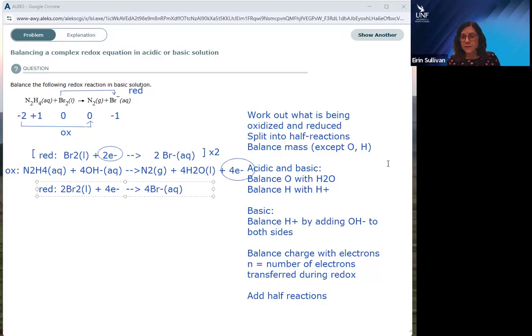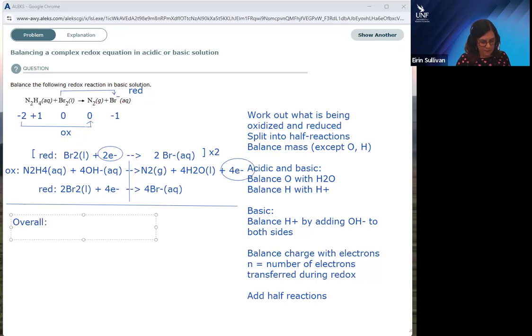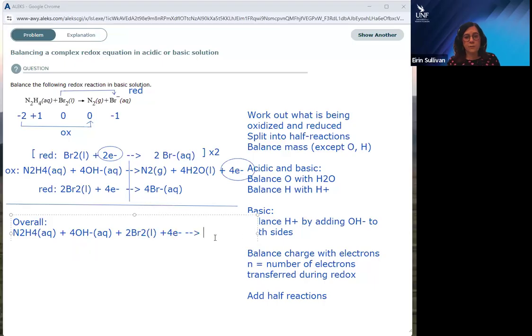So then to add these reactions together to make my overall reaction, I'm going to add everything on the left-hand side of the reaction arrow. So overall, I have my hydrazine N2H4 (aq), I have my 4OH- (aq), and I have my 2Br2 liquid. Bromine's one of the 2 elements that is liquid at room temperature and pressure. The other one's mercury, of course. And 4 electrons. And these electrons should be cancelling out. Okay, that is your goal to balance your overall redox reaction.